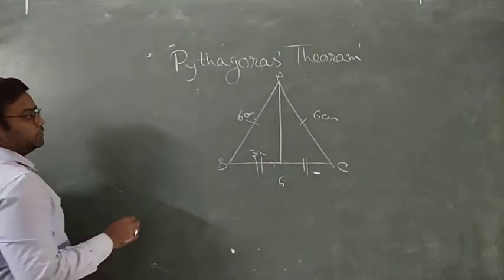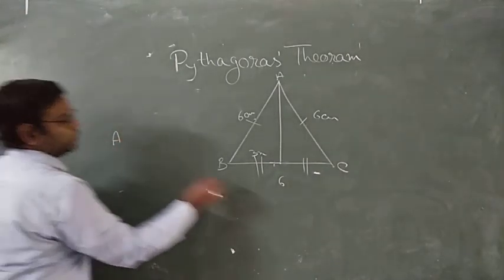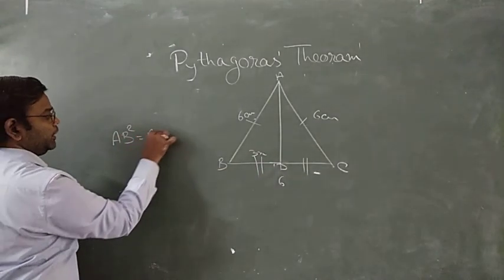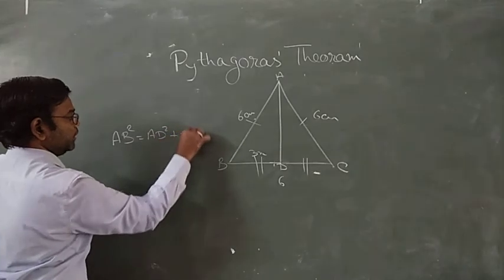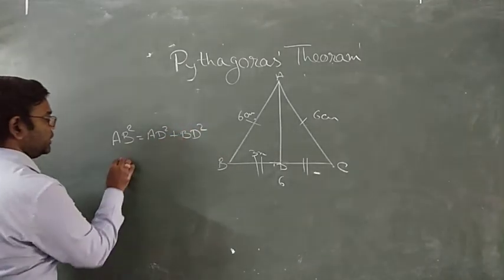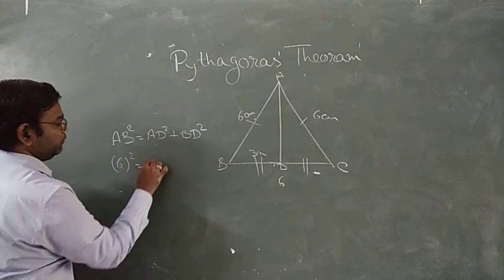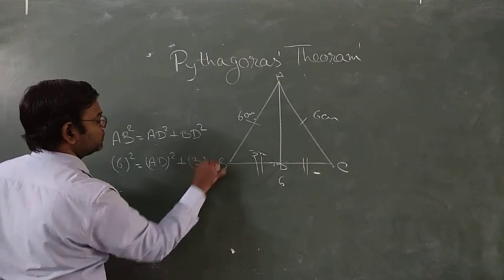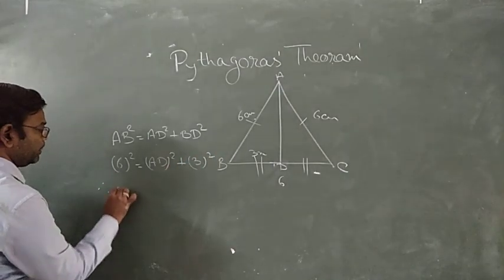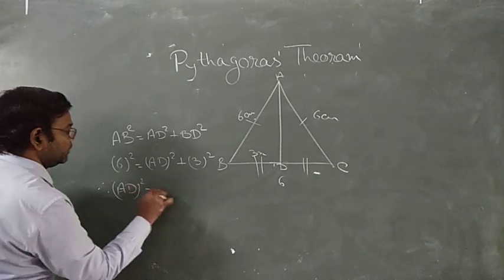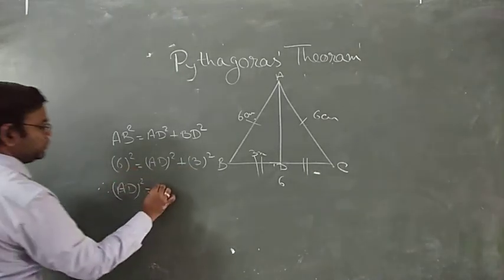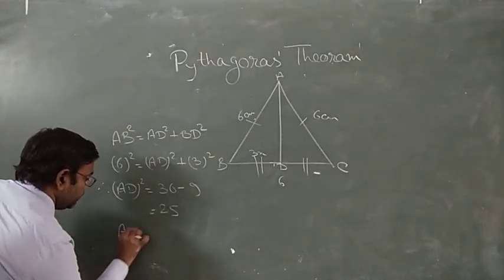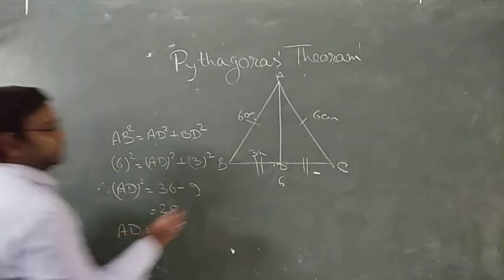So how we find this height? As usual, AB, suppose this is your D. So in triangle AB square equals to AD square plus BD square. What is AB square? It's 6 square. What is AD? We don't know the AD square. Leave as it is. Plus BD, it's 3 square. So therefore, AD square equals to 6 square, that is your 36, minus 3 square, that is 9, it's 27. So what is your AD? AD is your 5. This is your 5 centimeter.